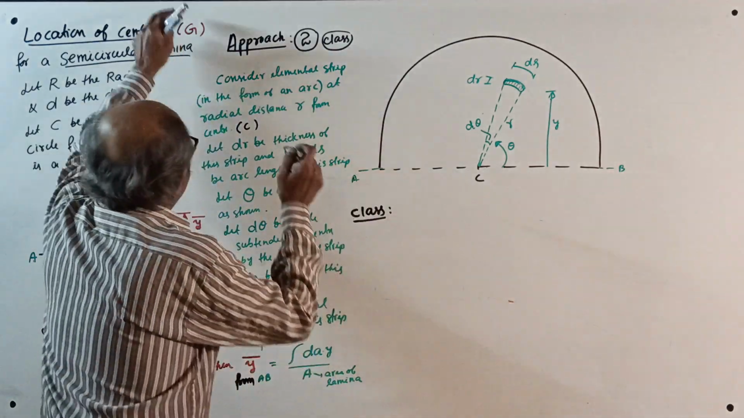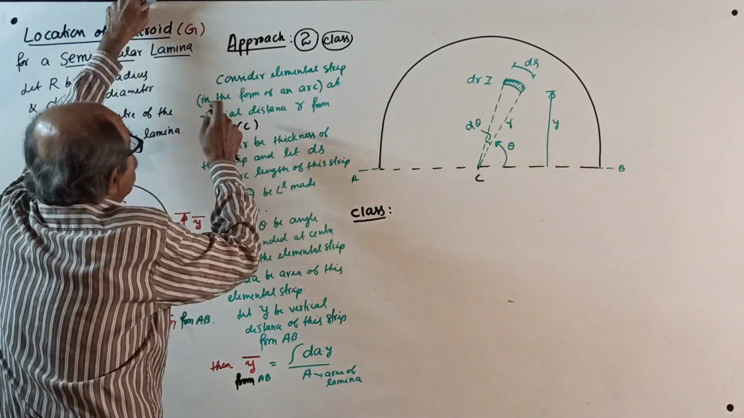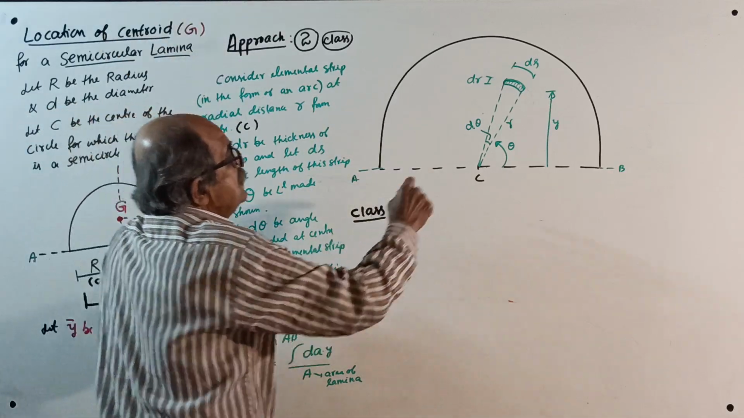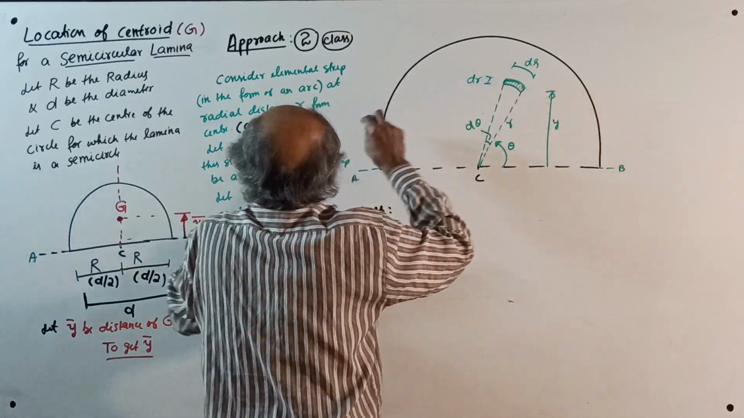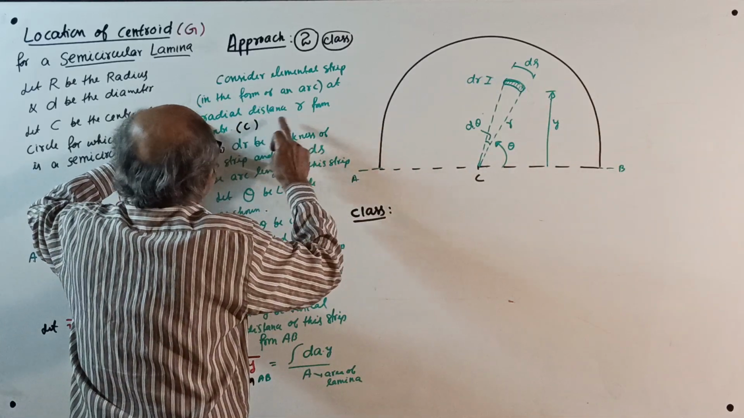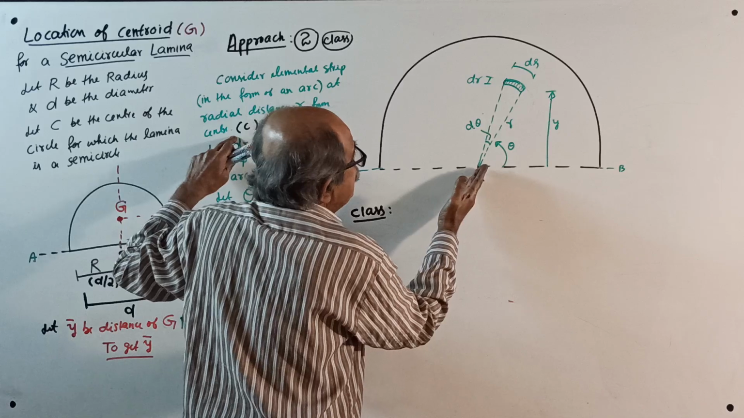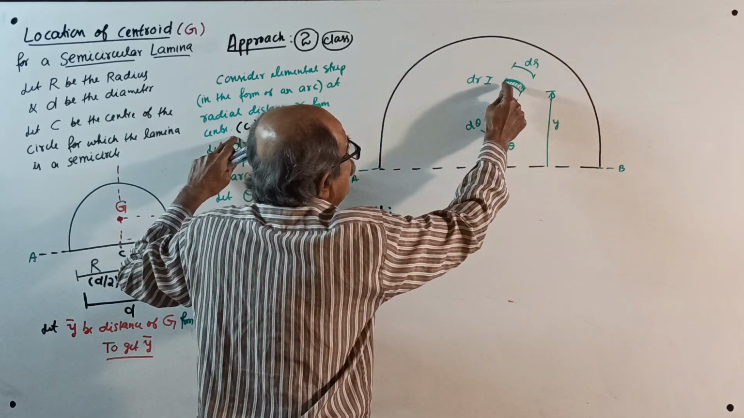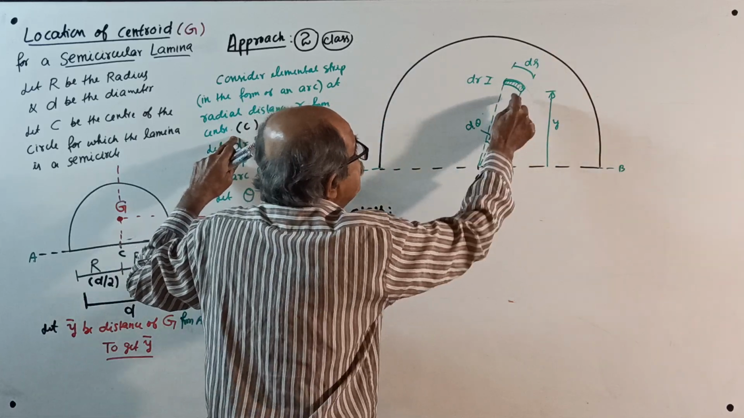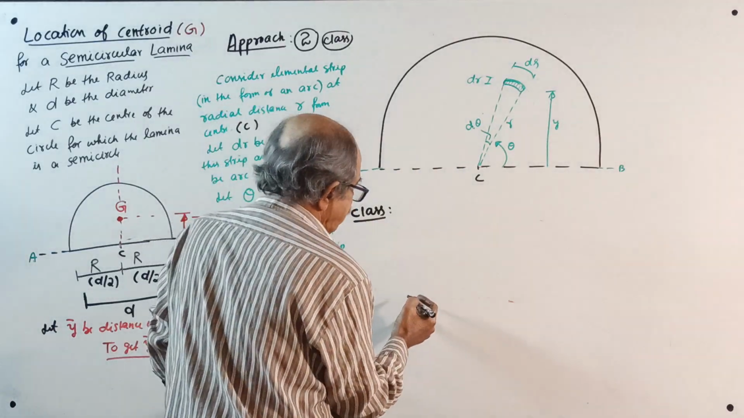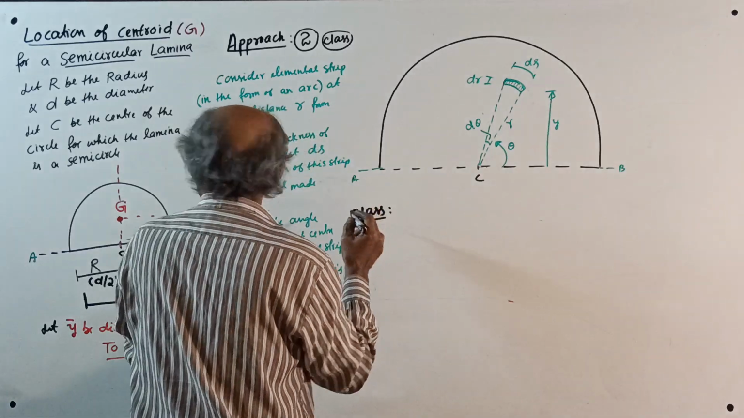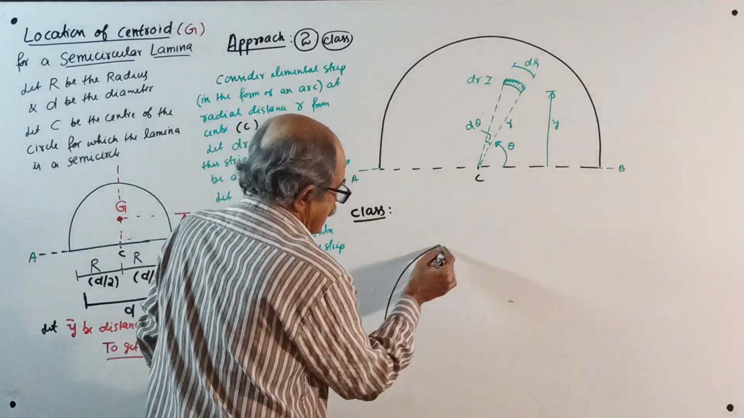Okay, start. Consider an elemental strip in the form of an arc. Not this way, but in the form of an arc, this way, at radial distance r from the center. Here or here does not matter; the radial distance is r. Now I'll tell you one thing, strictly speaking, how it is.